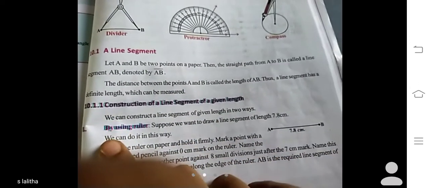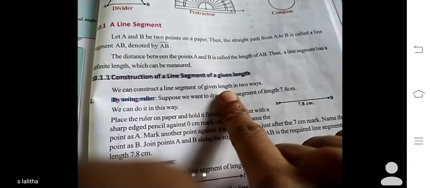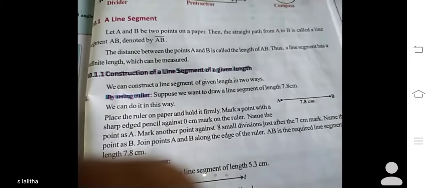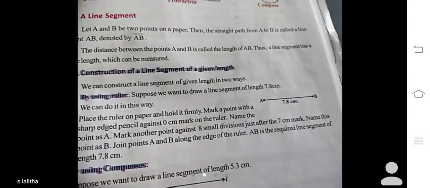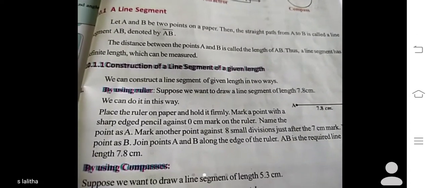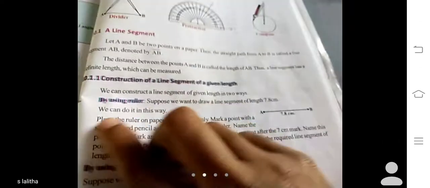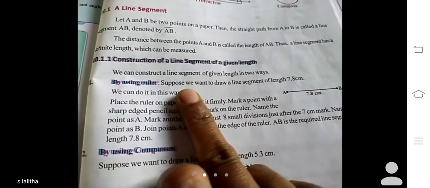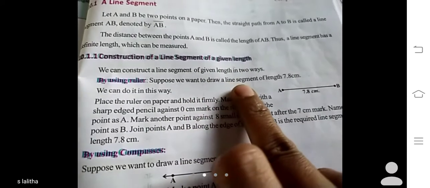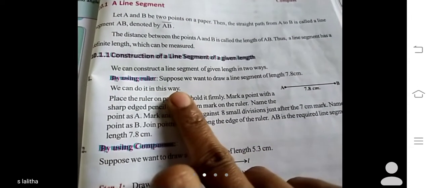See here, construction of a line segment of a given length. We can construct a line segment of a given length in two ways. One is by using ruler and another by using compass. So first one, how to do it by ruler? Suppose we want to draw a line segment of length 7.8 centimeters. We can do it in this way.